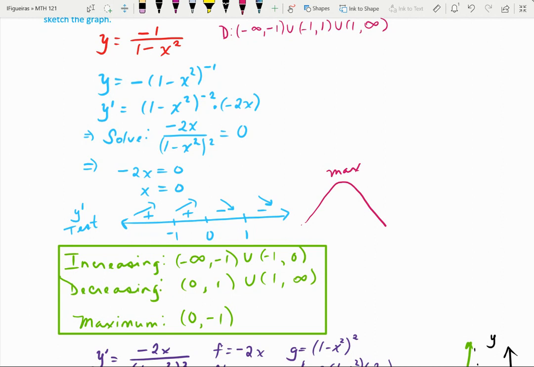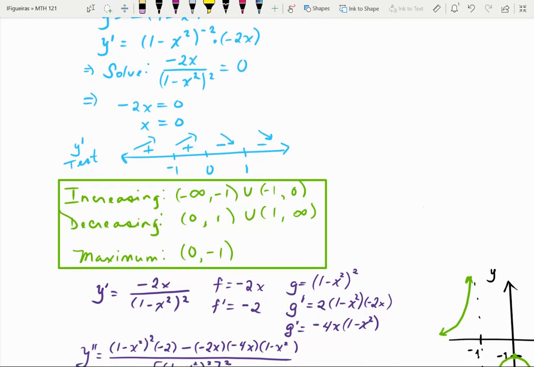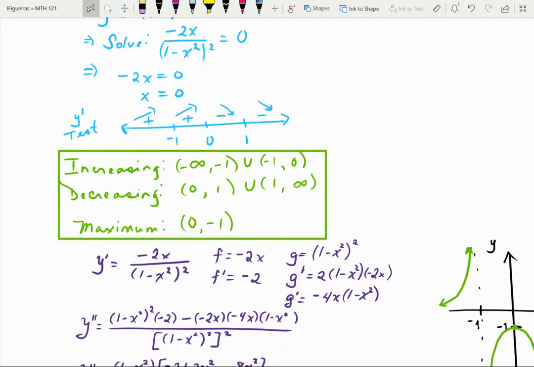Okay, so let's see what our second derivative will tell us. So for the second derivative, I must take the first derivative, which I wrote here, and then I have to take the derivative of that to get the second derivative.